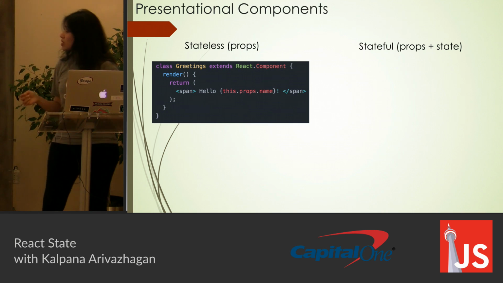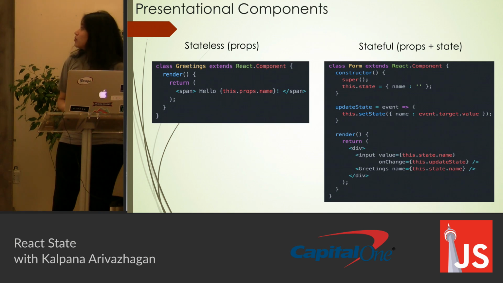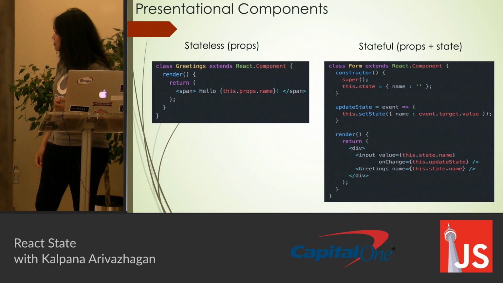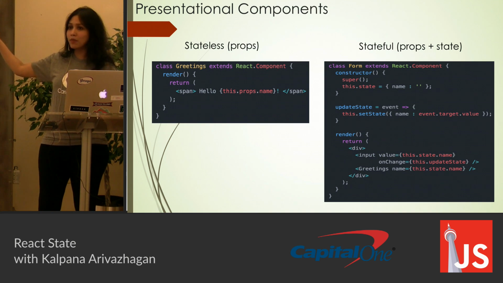And this is a very simple component. There's no state involved here. Whereas in a stateful component, you can see that there is a lot more stuff going on. So we have a component called form. During instantiation of this component, we are setting an attribute called name to an empty string, and we are storing that to our state information. So this means that this component has its own local state.